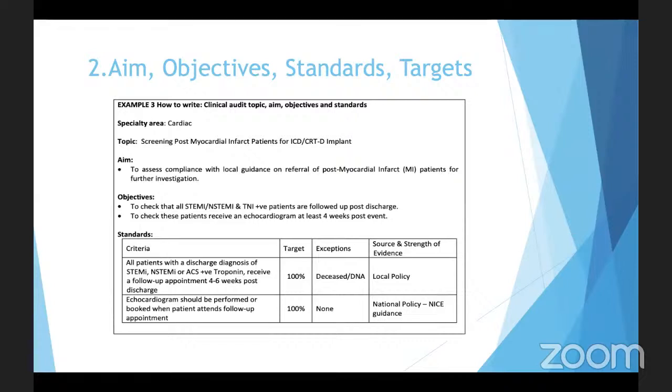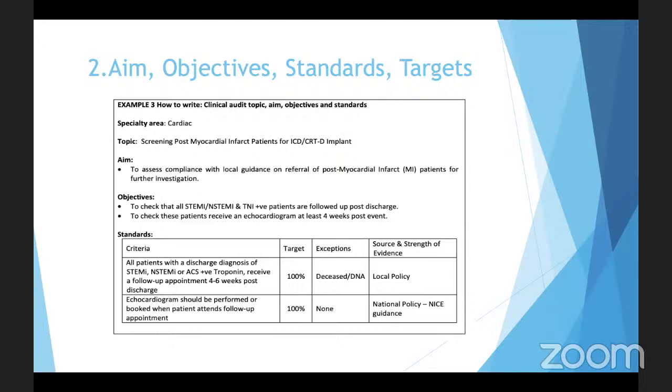ठीक है, अब इसमें हमारी aim क्या है कि क्या वो patients जिनको heart attack हुआ है, are they being referred for further investigation according to the local guidance? तो इसके लिए भी एक कोई algorithm होता होगा जिसकी basis पे आप refer करते हो कि इन MI patients को इसके बाद आपने ICD जो है वो insert करना है या नहीं. तो this is a general aim.